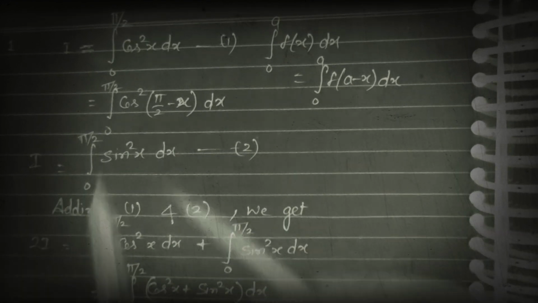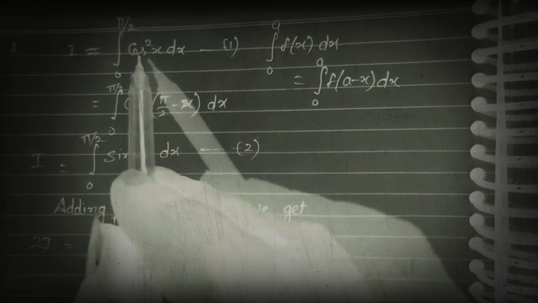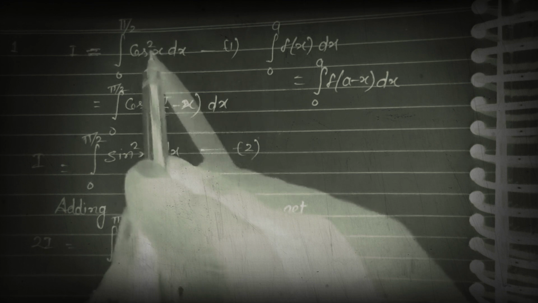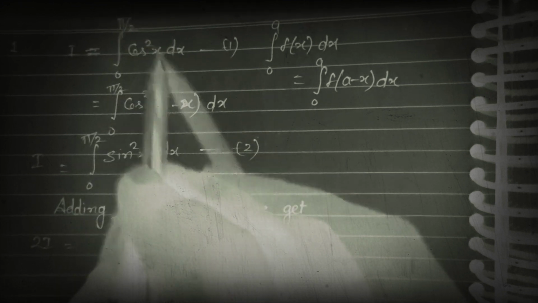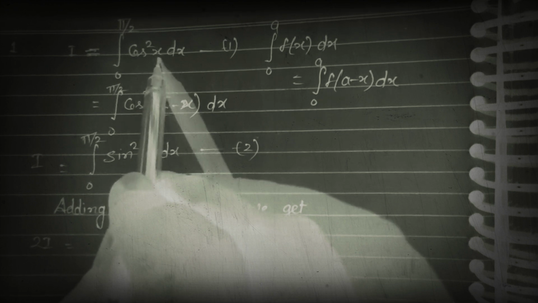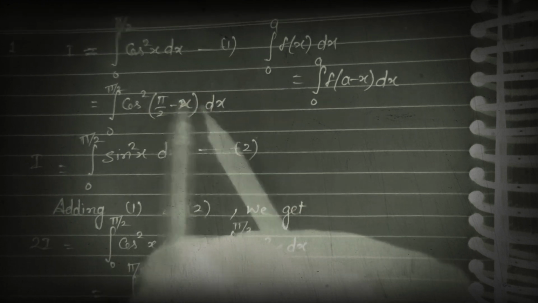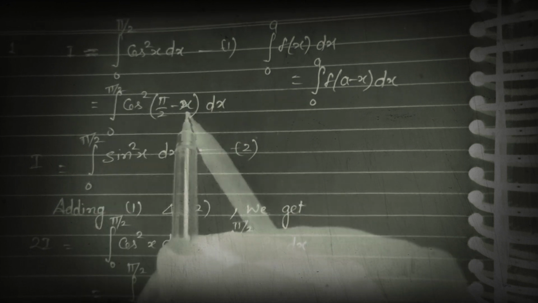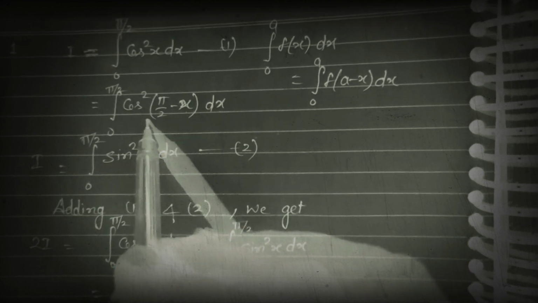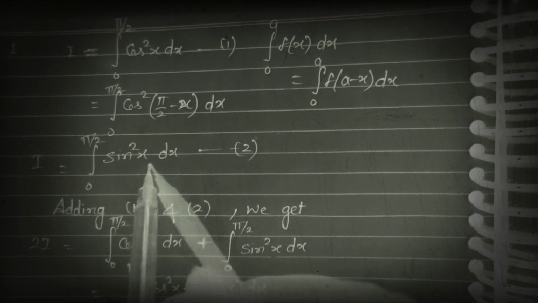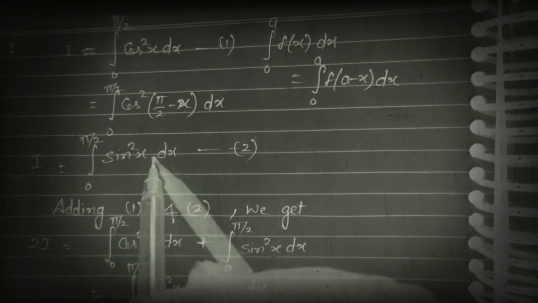Now we will apply this property here. For cos square x, in place of x we will put pi by 2 minus x, since a is pi by 2. So this is the integral from 0 to pi by 2 of cos square of (pi by 2 minus x) dx. And cos of (90 minus theta) is sin theta. So it is sin square x.